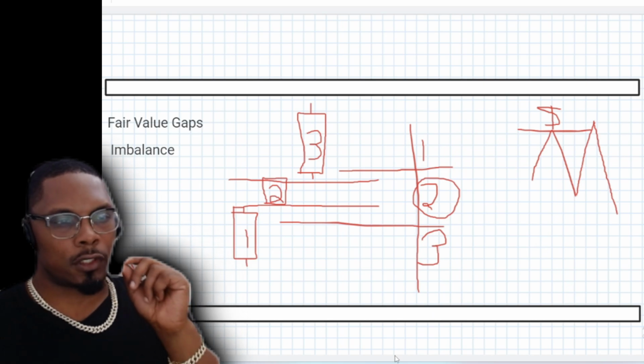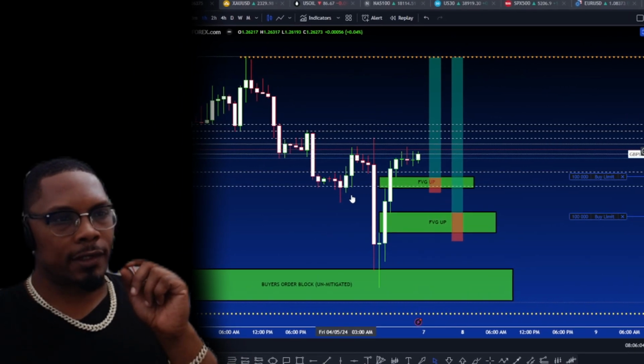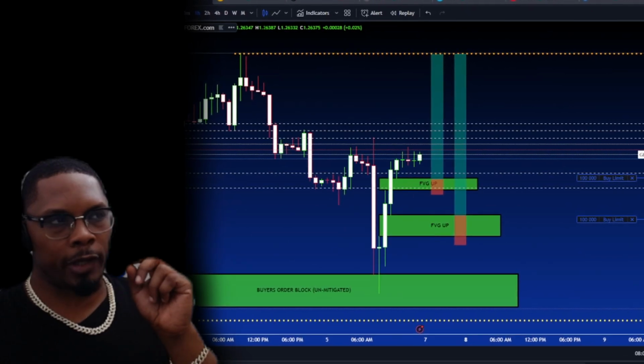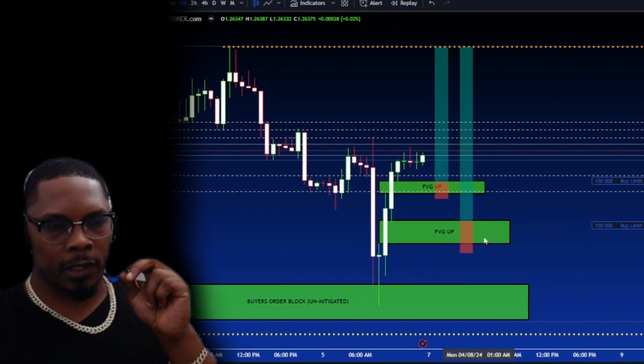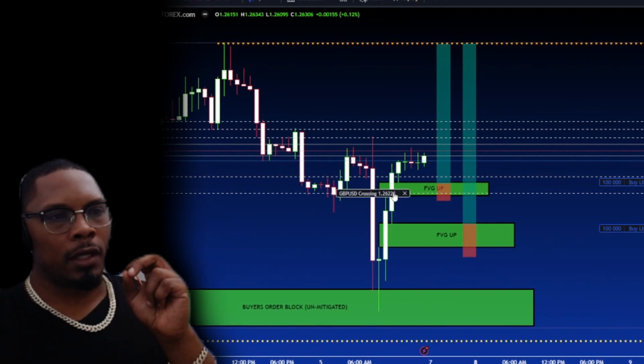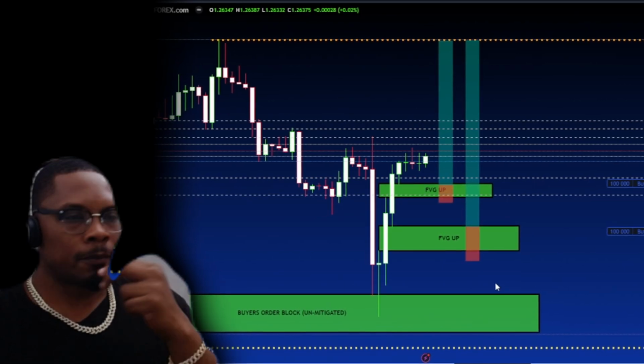I want to take you guys over to the chart really quick. You can see here some fair value gaps on pound dollar. You have this candle, they have a gap, and I mapped it out. There's the fair value gap. Again, here's another one here.